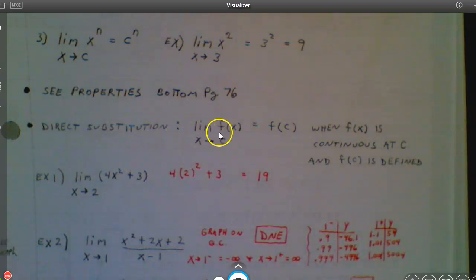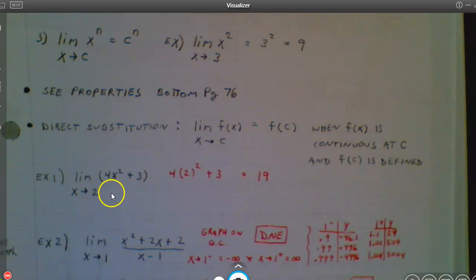So direct substitution: the limit of any function as x approaches a value is simply that y coordinate, f of c. So if I'm plugging in c for x, it creates a y value, and that's what this is saying. But that's only true as long as the function is continuous at c, meaning you don't have any holes or asymptotes at that value, and it's actually defined at that value. So in other words, you can actually plug in a number and get an answer. We saw ones in the previous lesson where there are certain numbers you cannot plug in. So like this one right here, for example. We'll get to that in just a second.